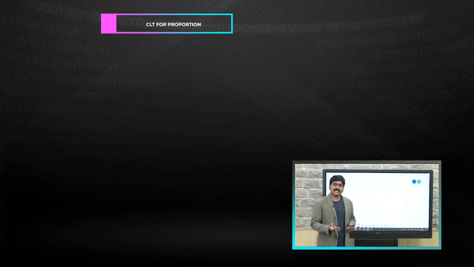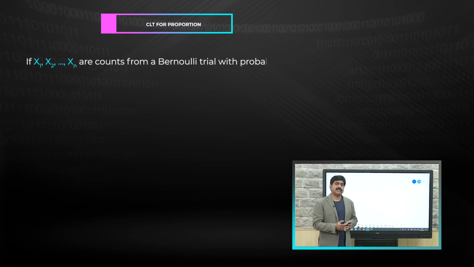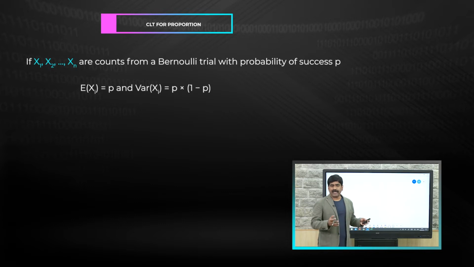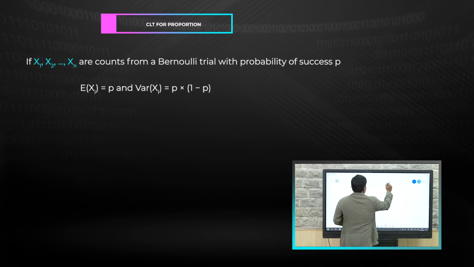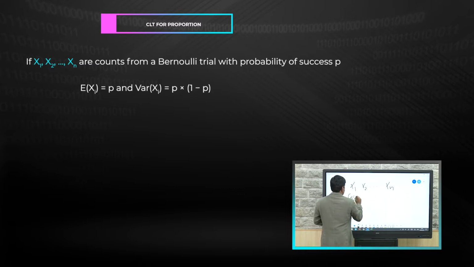Let us try to understand the central limit theorem for proportions. If x1, x2, etc. up to xn are counts from a Bernoulli trial with probability of success p, that is, expected value of x is p and variance of x is p times 1 minus p. What do I mean by that? Assume that x1, x2, etc. up to xn are counts from a Bernoulli trial.